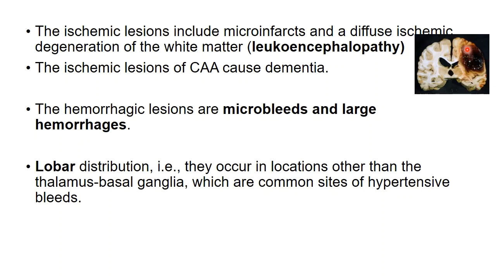Note, it has a characteristic lobar distribution, that is they occur in a location other than the thalamus or basal ganglia, which is commonly seen in hypertensive bleeds, right? So they occur in regions that are other than the thalamus or basal ganglia.